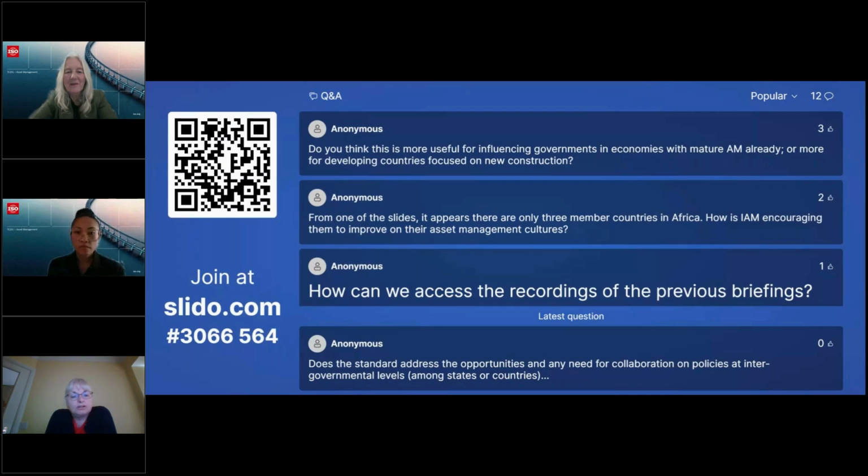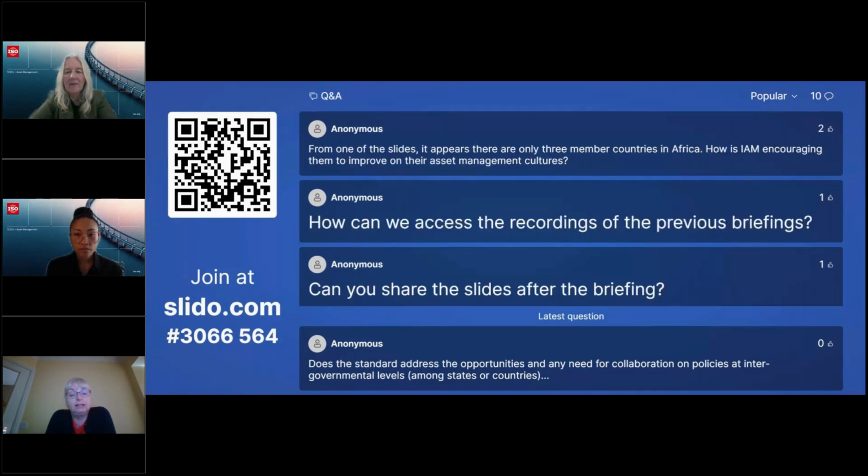There's one of the slides which appears to show there are only 3 member countries in Africa. I think this is going back to the ISO member countries picture you showed, Tiffany. Yeah. And how are we encouraging people to get involved? It's got the IAM, and I can talk about what we're doing with the IAM, but I think it'd just be a good idea to give a bit of a feel for how we're trying to encourage people to get involved with asset management.